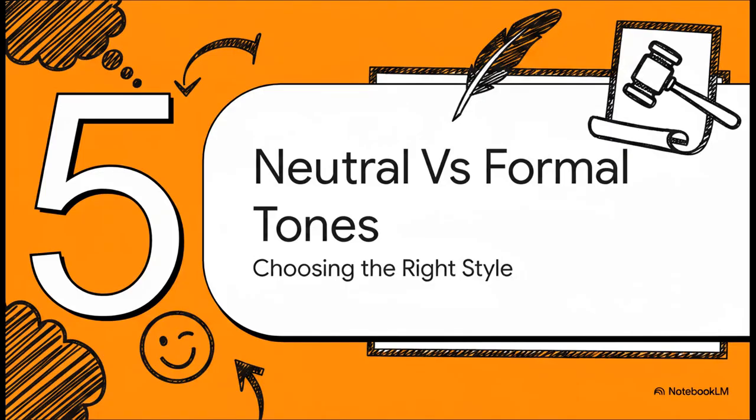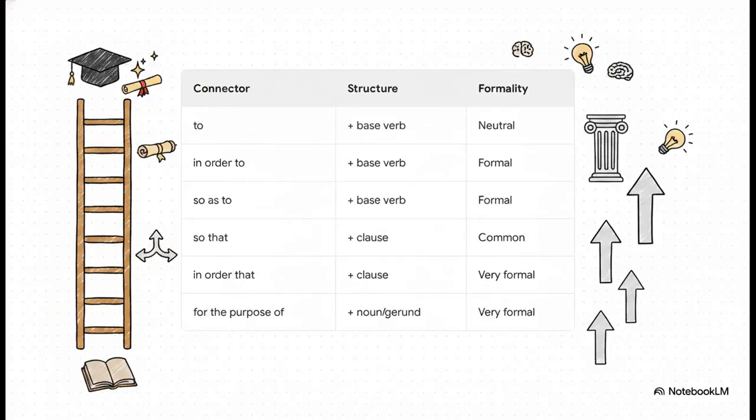Section 5. Neutral versus formal tones. So getting that perfect score isn't just about grammar mechanics. It's really about choosing the exact right tone for your essay. Think of this next part as your ultimate mental cheat sheet. We can kind of track how we climb this ladder of formality. The word to is completely neutral. It's everyday language. Stepping up, in order to and so as to are formal. So that is very common and neutral, while in order that is highly formal, and sitting at the very top, for the purpose of is extremely formal, making it absolutely perfect for high-level academic writing.